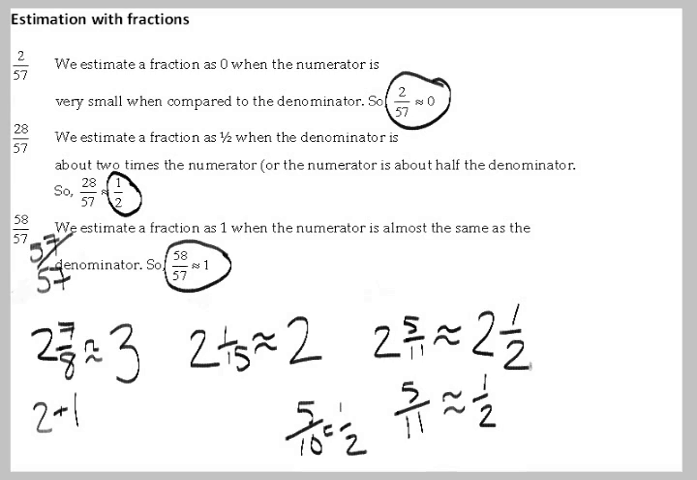So with estimation of fractions, we're always going to be estimating to the nearest whole number or the nearest half. And we do so by looking at the numerator and the denominator and determining what is the relative difference between those two numbers.